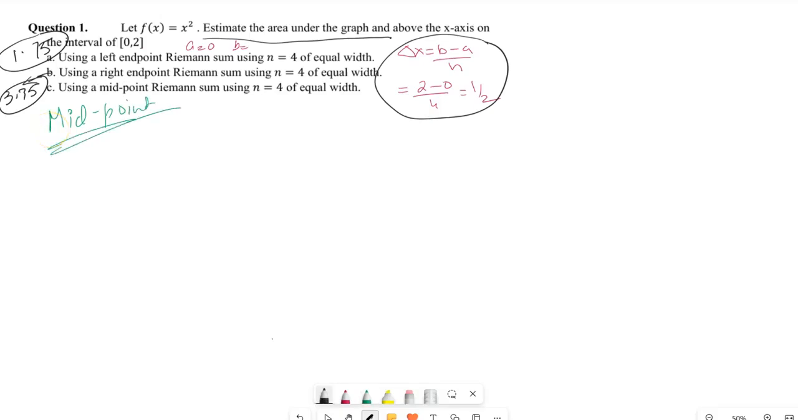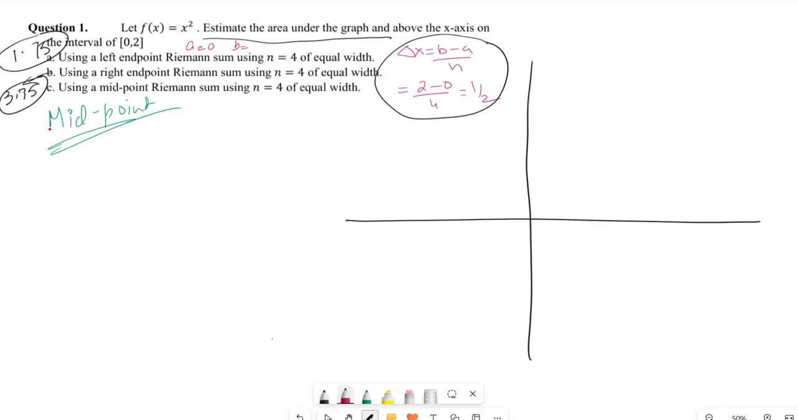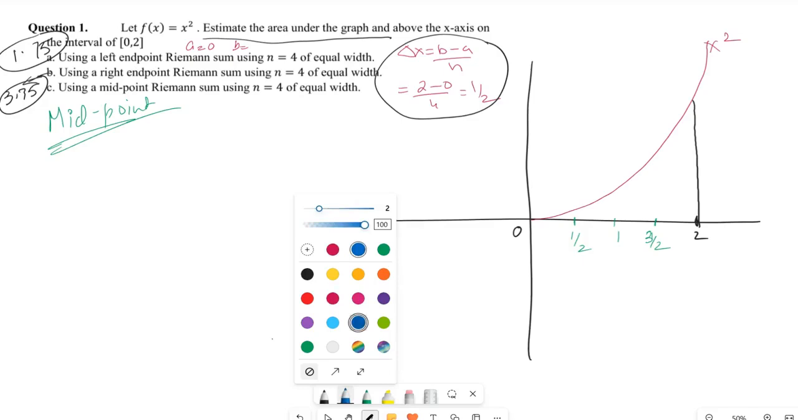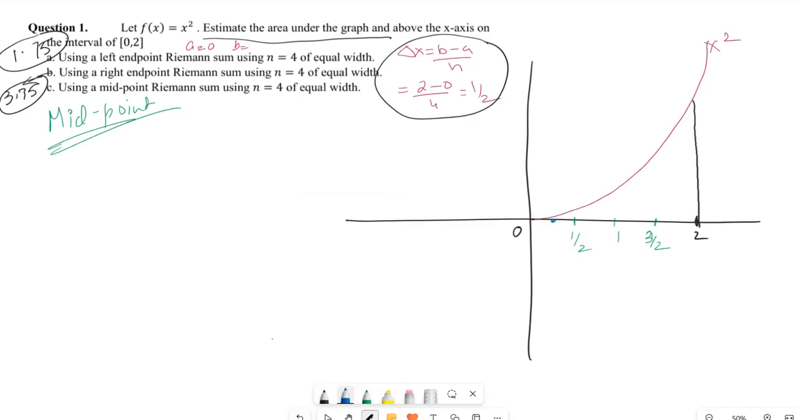Midpoint means that now we are going to take our points from the midpoint of the intervals. So let's see. We have our parabola x square. We want to find the area under the curve from 0 to 2. So again, we still want to estimate that area. We are still going to divide the width from 0 to 2 into 4 equal portions. They are the same: half, 1, 1 plus half is 3 by 2. But now for each interval, we are going to find the midpoint.